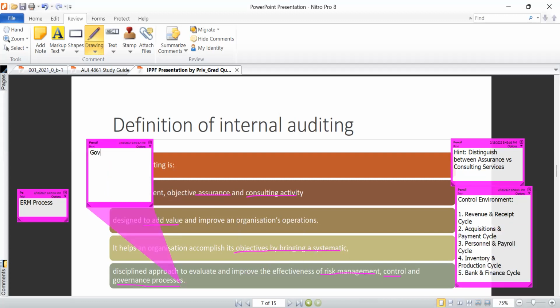Governance process, this is where, like what I was showing you yesterday in AUI 4862, the King 4 report is handy. The King 4 report is very important. You're also going to be looking at the MFMA, the PFMA Act. All these are vital for this module. The MFMA Act, the PFMA Act as well, and the King 4 report. So you need them for the purposes of being able to perform the governance concept.